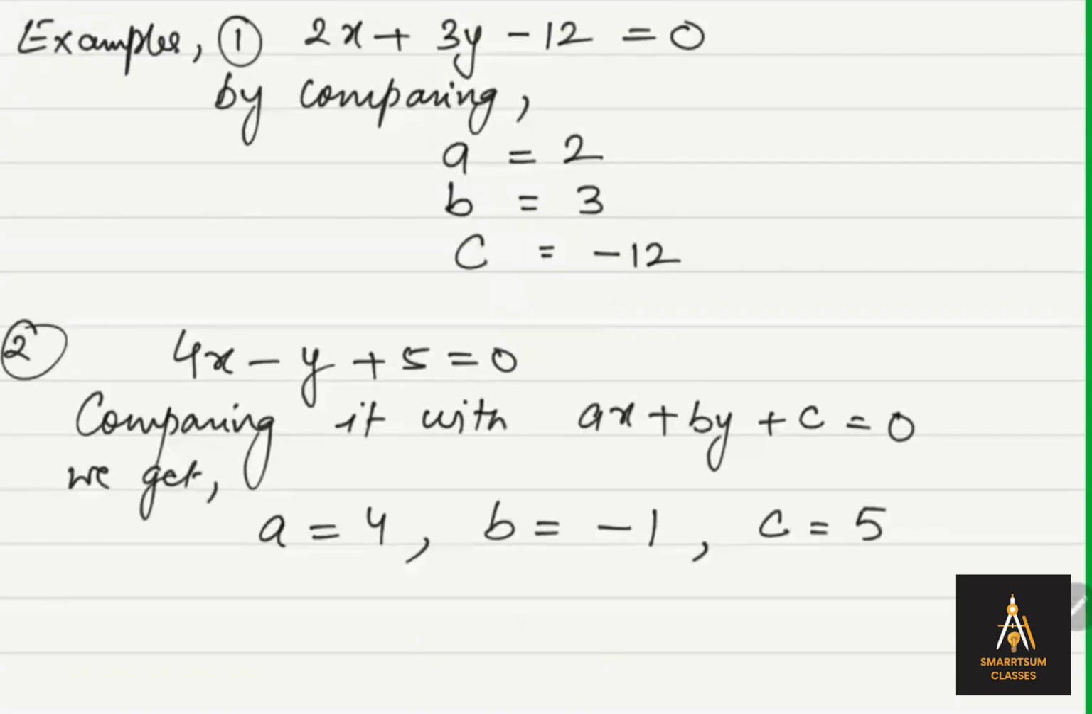So in this way, you can compare the given equation with the standard equation, and then you can find the values of a, b, c. Is that clear? Where c is the constant, a and b are the coefficients of x and y respectively. I hope you are getting this now. So let's see what other types of questions we have here.